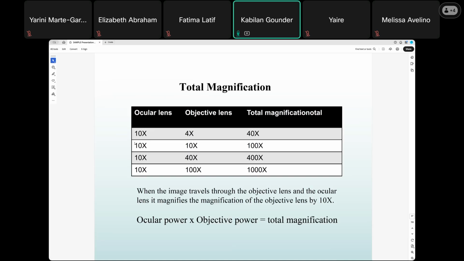For example, the ocular lens is always 10 times. If you use an objective lens of 4, that means it's 40x, that means you are magnifying 40 times. If the objective lens is 100x, that means you magnify your image 1,000 times. So this is how you can magnify.